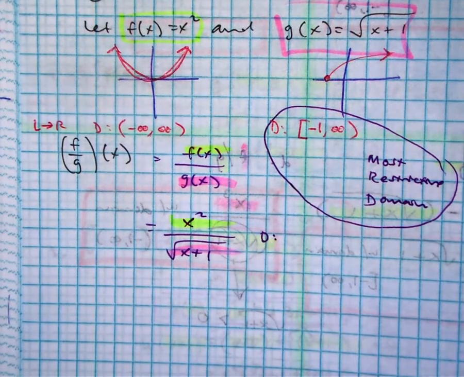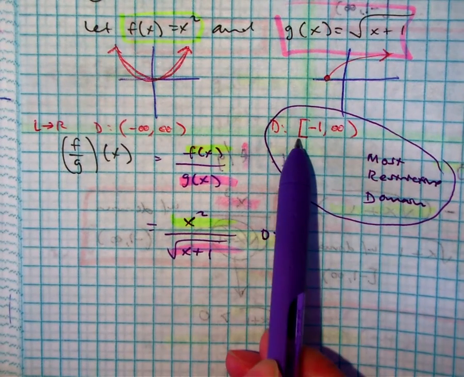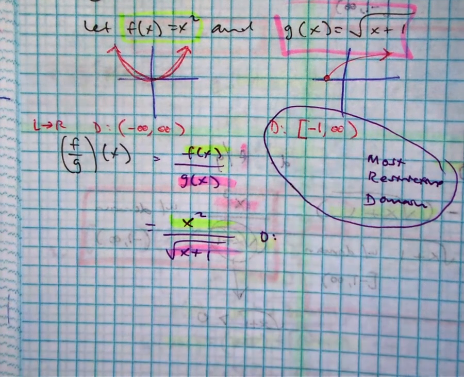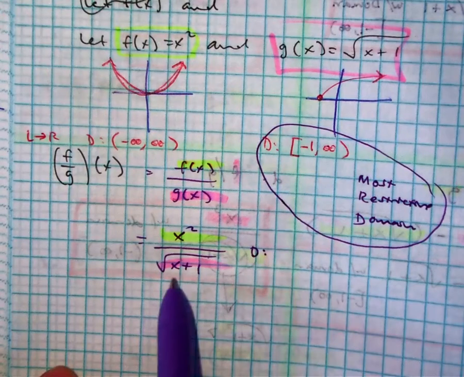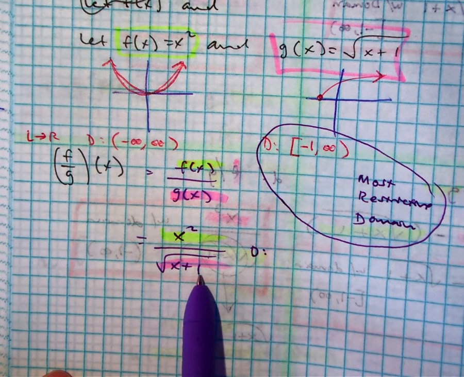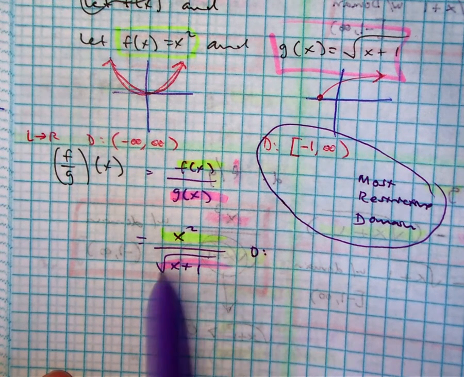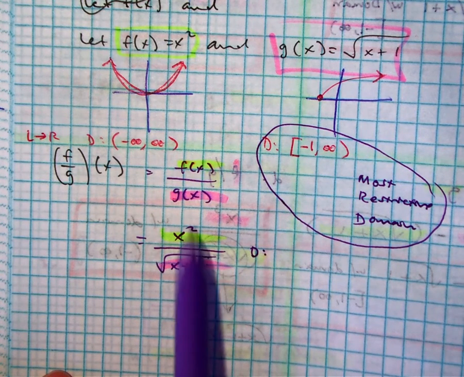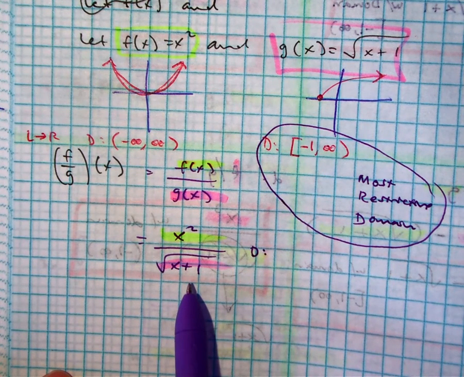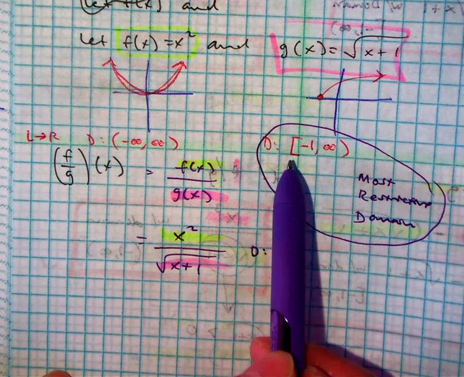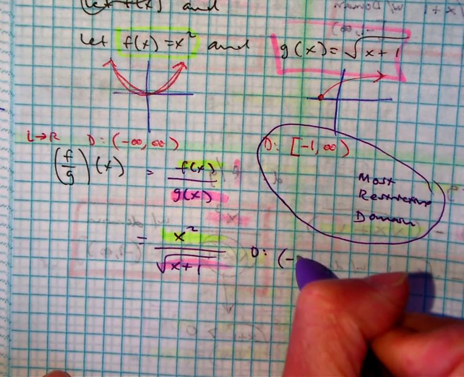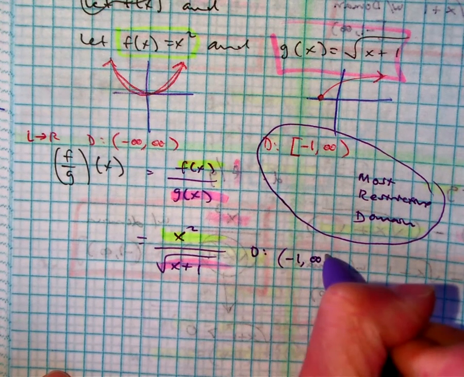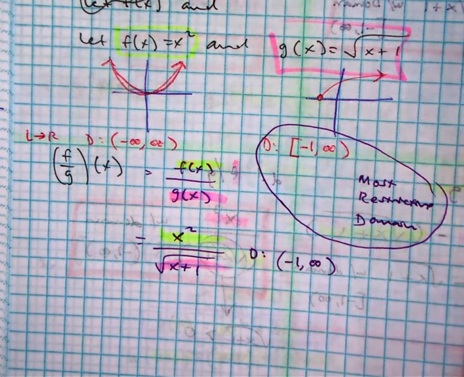Pay attention. The bracket means what? Include -1. But if you put -1 into our denominator, class, -1 plus 1 is 0. Square root is 0. Anything divided by 0? Undefined. So class, can I pick -1? That's why the answer is parentheses -1 infinity. And that's our answer.